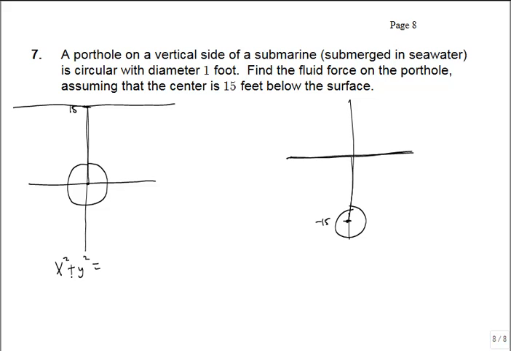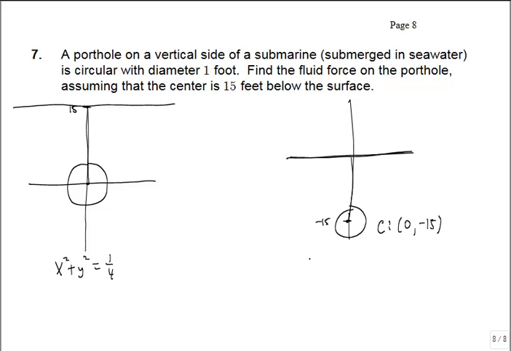Now this particular circle has a diameter of 1 foot, which means its radius is 1/2 a foot, and a half squared would be 1/4. So the equation of this circle is just x squared plus y squared equals 1/4. This circle down here would be a little bit more complicated because it has a center at 0, negative 15.